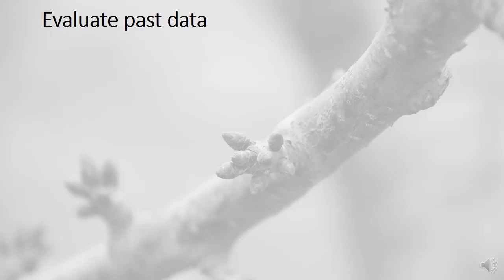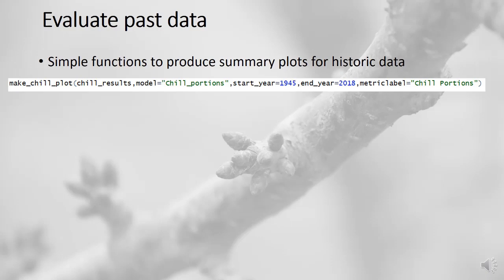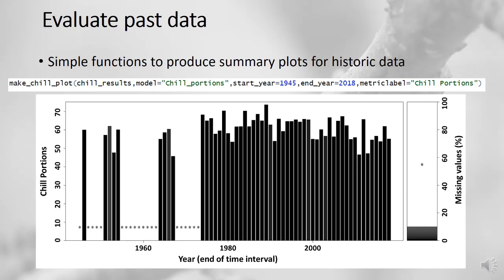Now for evaluating past data, once again we have a simple function to produce summary plots for historic data. Make chill plot, in this case, is the function applied to the chill results, so to the results that we just computed on the last slide. And here's basically the chill history again for Istanbul in Turkey since 1945. You see there are lots of data gaps here.